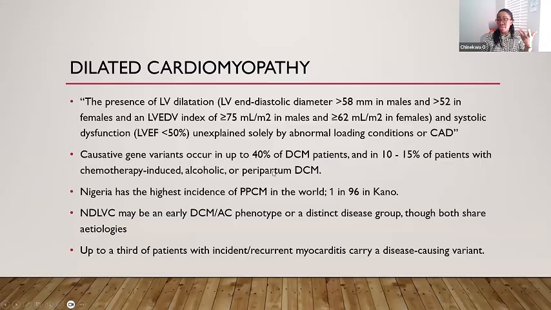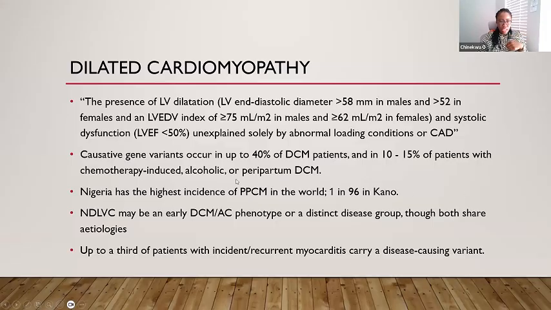Causative gene variants occur in up to 40% of DCM, and in 10 to 15% of patients with other conditions that we think are not DCM but may actually be DCM, following the second hit theory. When exposed to chemotherapy or excess consistent alcohol consumption, or indeed peripartum, the pregnancy process is a stress test. We know how much the blood volume increases and all of that. Then patients who bear these variants may manifest disease because of these second hits.